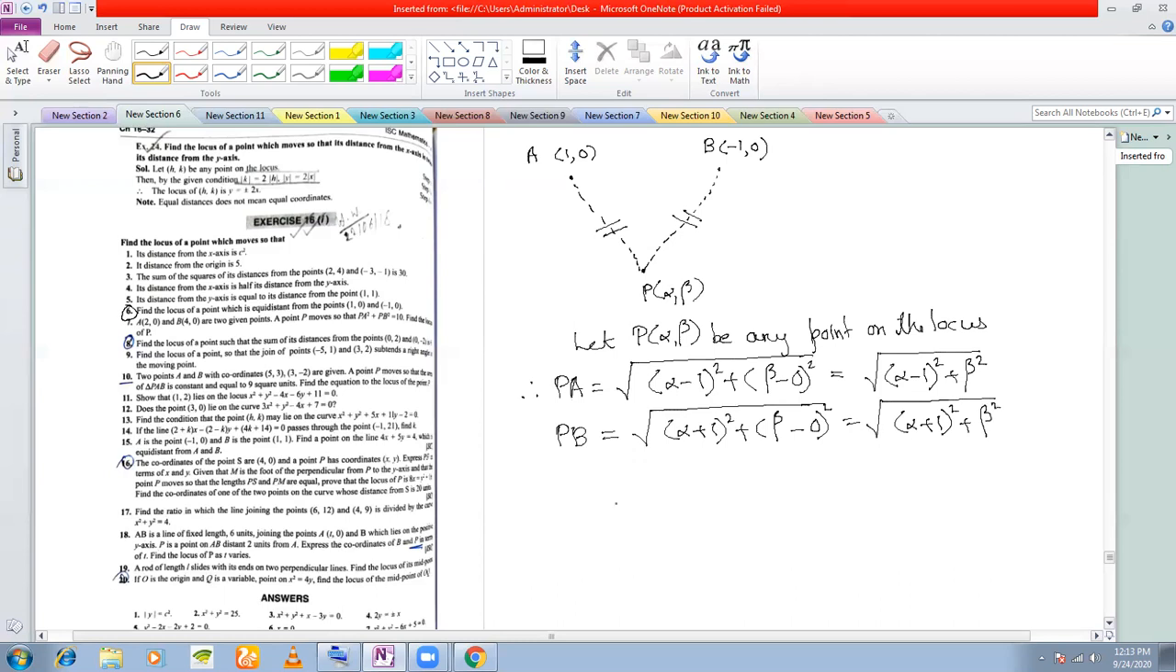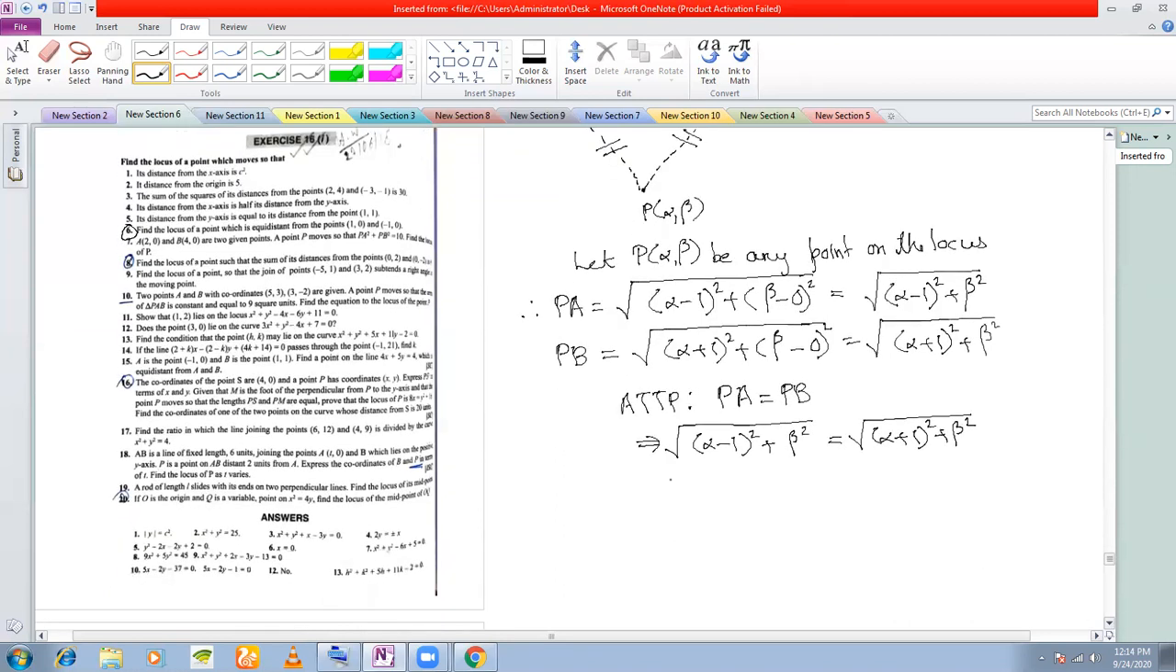So what is the geometrical condition here? That this point moves such that it is always equidistant from the 2 points A and B. So PA must be equal to PB. The roots cancel. Squaring both sides, you get (alpha minus 1) whole square plus beta square is equal to (alpha plus 1) square plus beta square.